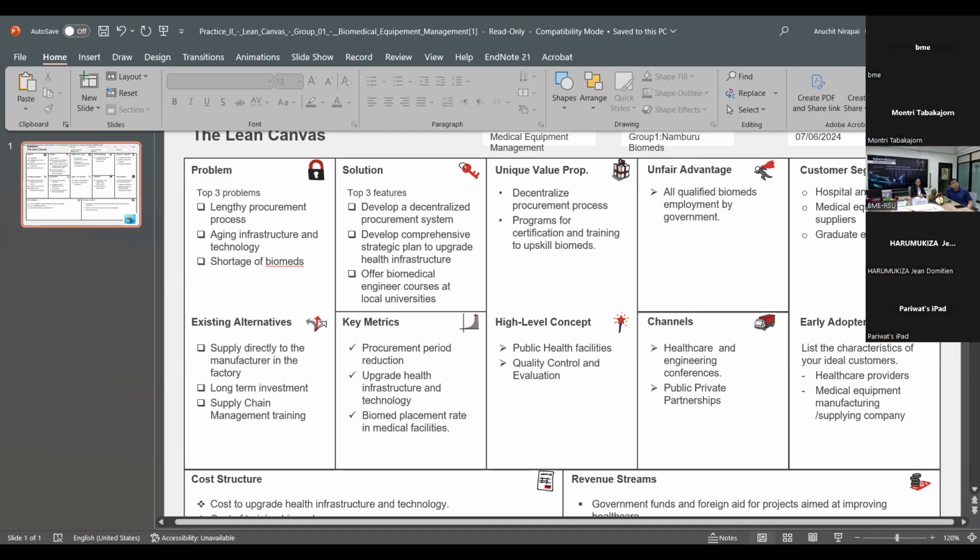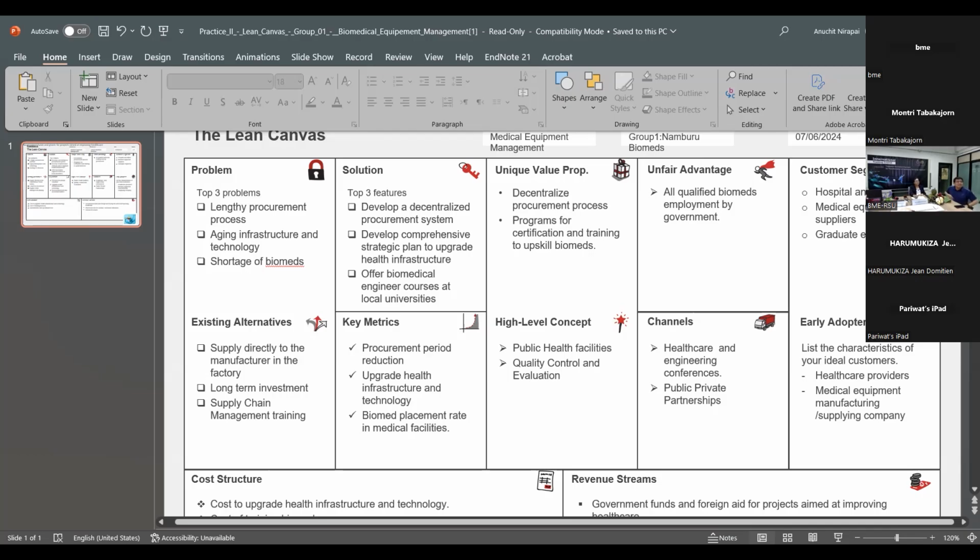And about the cost structure. About the cost structure, you have the cost to upgrade healthcare infrastructures and technology. We have also the cost of training biomedical engineers, and also we have administrative and operational costs.